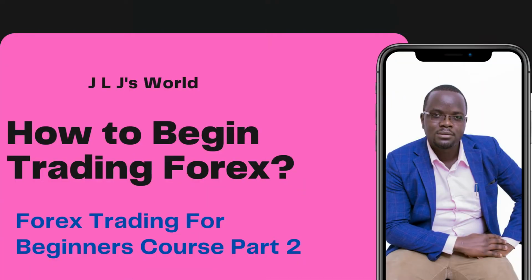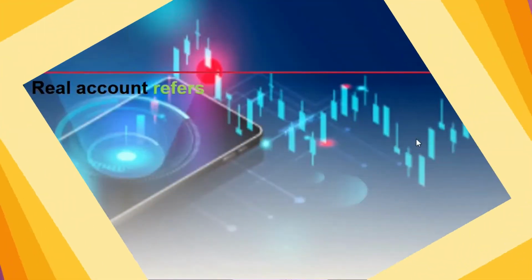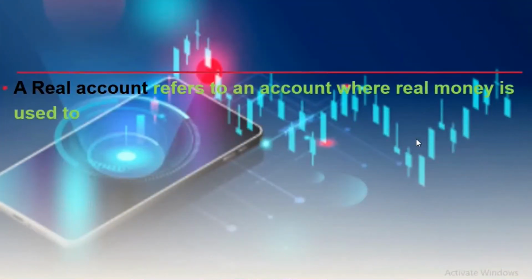In Part 2, I talked about how to begin trading Forex. We learned that for you to begin your journey as a Forex trader, you need to have an account with a Forex broker of your choice. Once you have a trading account, it can either be a real account or a demo account. So, a real account refers to an account where real money is used to trade the market. It is actually the money you deposit in your broker account for the purpose of trading. This money can be withdrawn anytime and as long as you wish.